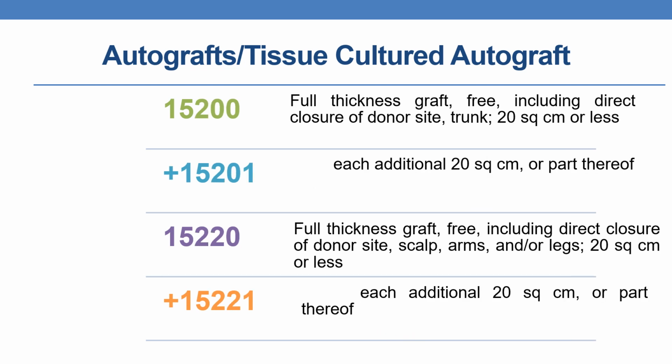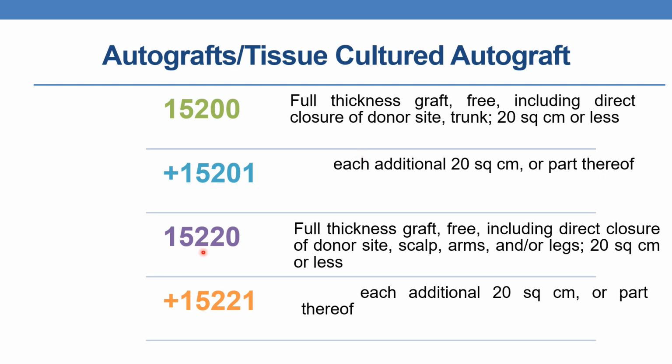Now coming to the next code, 15200, full thickness graft, free, including direct closure of donor site. Anatomical region trunk, 20 square centimeters or less. The next is an add-on code, plus 15201, full thickness graft, free, including direct closure of donor site, each additional 20 square centimeters or part thereof.